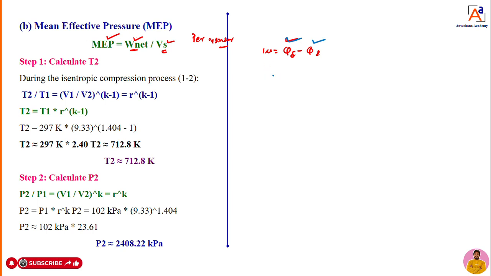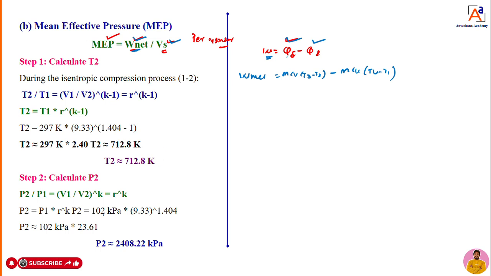So heat supplied, how can I write it now? Qs is equal to M into Cv into (T3 minus T2) minus M into Cv into (T4 minus T1). To calculate the mean effective pressure, I should know the value of W net, the net work done, to the swept volume. Swept volume we already know. To calculate this we have the equation, so W net is equal to this equation.